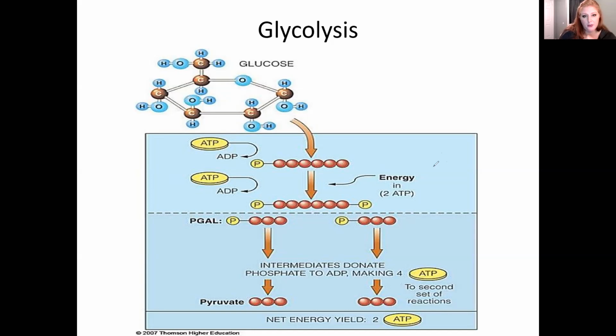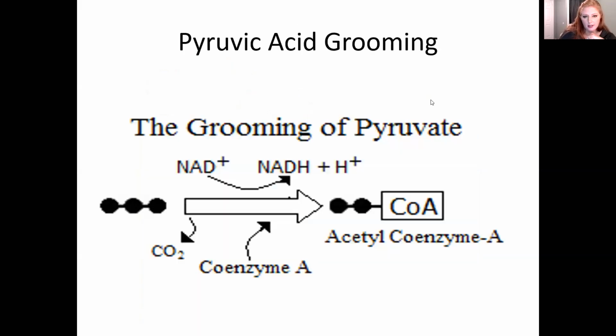Those 2 3-carbon pyruvates are going to go here into pyruvic acid grooming. Here's our 3-carbon pyruvates right over here. Remember that this is where we first see our electron carrier, our Uber, NAD+. NAD+ picks up electrons, which reduces it to NADH. We know now that the NADH is going to go to the party of the electron transport chain. While this is happening, we've also lost a carbon, okay, to form carbon dioxide, one of the products of cellular respiration. So we've gone from our 3-carbon pyruvate to now only having 2 carbons.